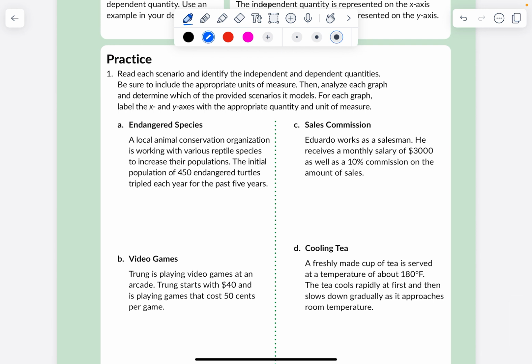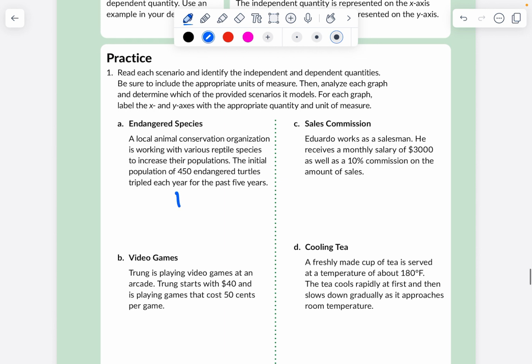I've got 4 scenarios and we're going to match each graph. So in the first one, I've got a local animal conservation organization is working with various reptile species. The initial population is 450 endangered turtles, and it gets tripled each year for the past 5 years. So remember we talked about time was frequently going to be our independent variable. So this would probably be our years. And this would be our population, would be the dependent variable.